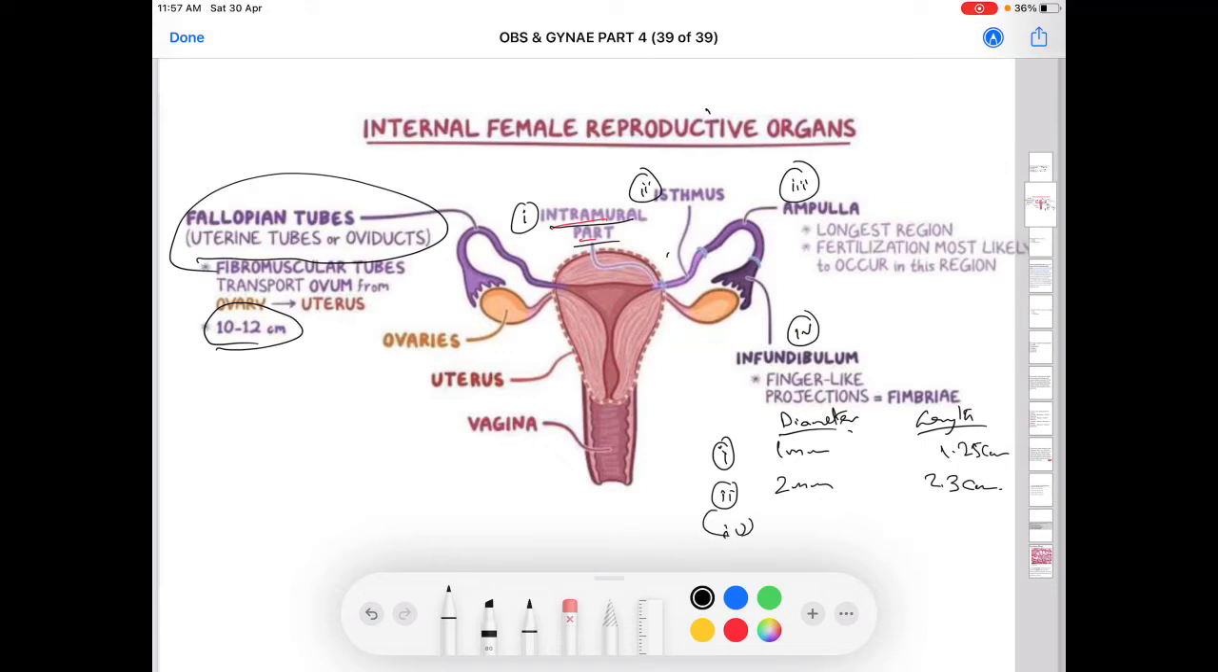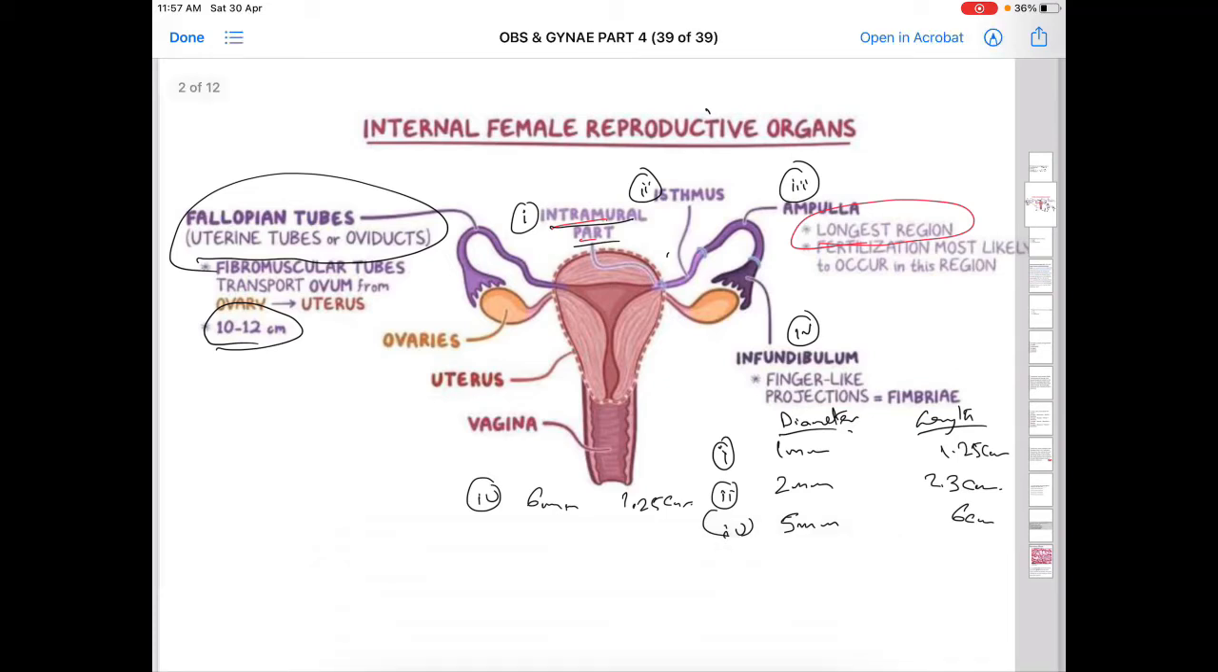Whereas the ampulla is the longest region, as you can see, it's already written here, and it's the site for fertilization. Its diameter is 5 mm, whereas the length is 6 mm. Number 4 is the infundibulum. It is 6 mm in diameter, and the length is 1.25 centimeters. So these are the 4 parts of the fallopian tube.